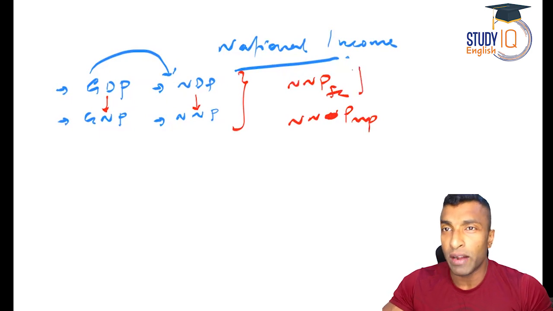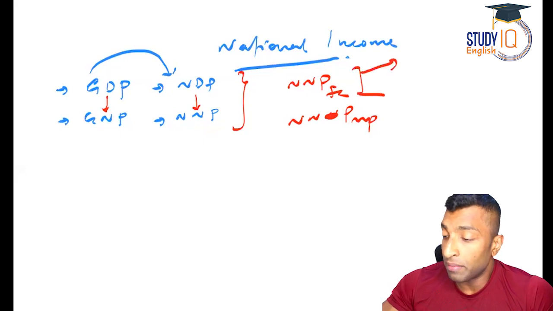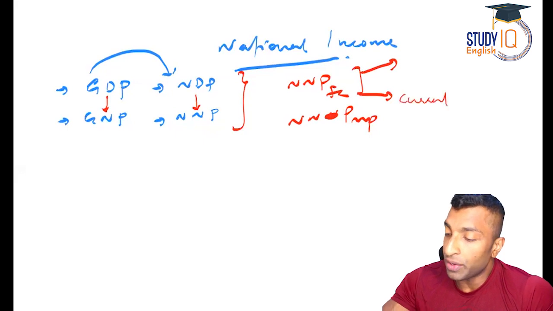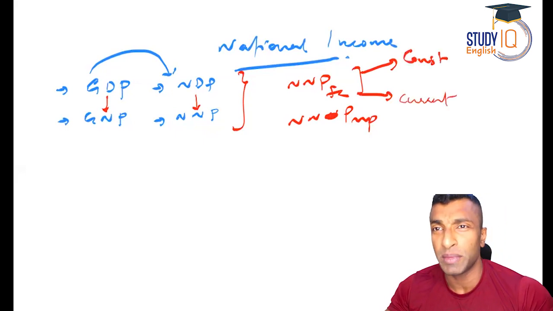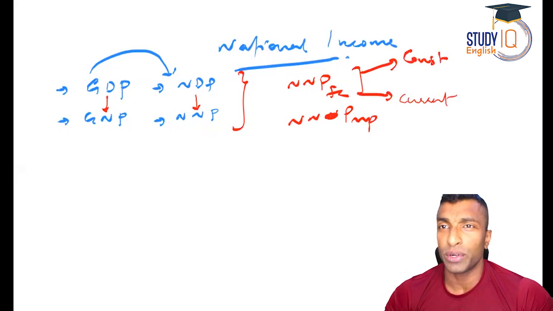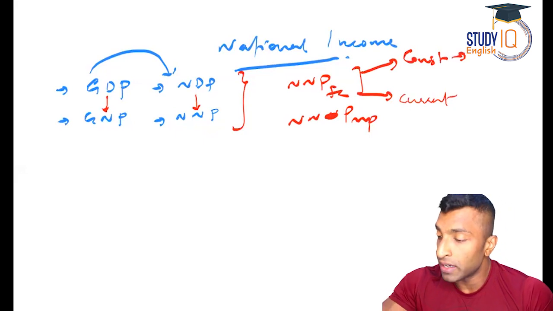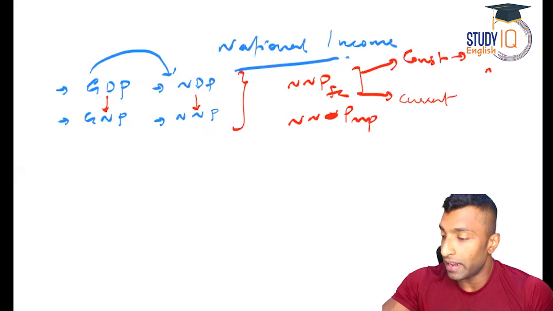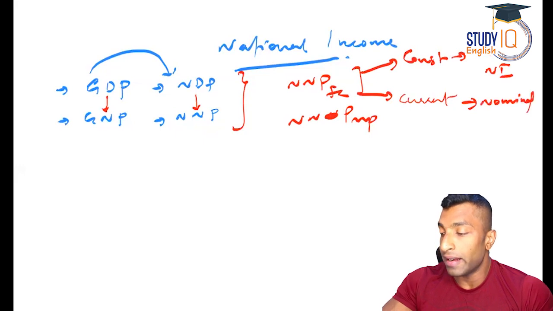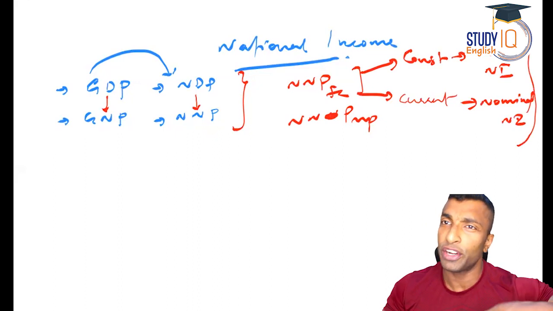Now, NNP at factor cost is what national income is. You can take it at market prices, or at current price, and then you can take it at constant price. Constant price means there is a base year and the base year price. I'll be coming to all these, but I'm just discussing what things we are going to cover in this session. If you take constant price, this is the real national income. And if you take it at current price, this is the nominal national income. We will be talking about all these, and I'll tell you how to derive them, right?